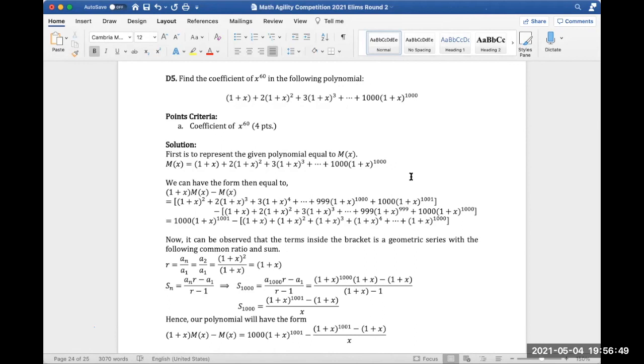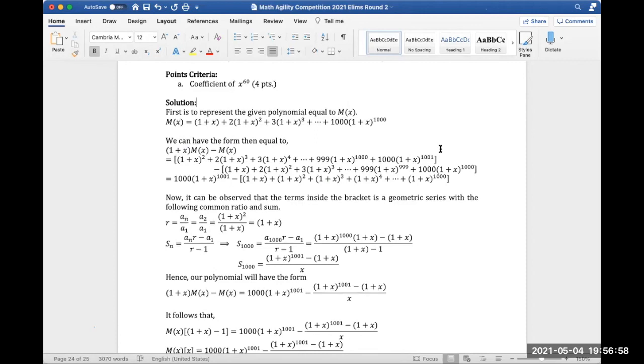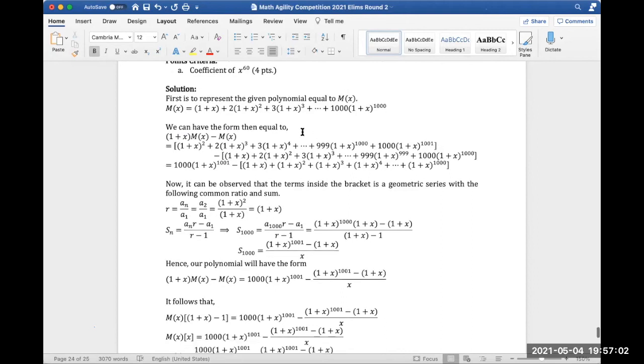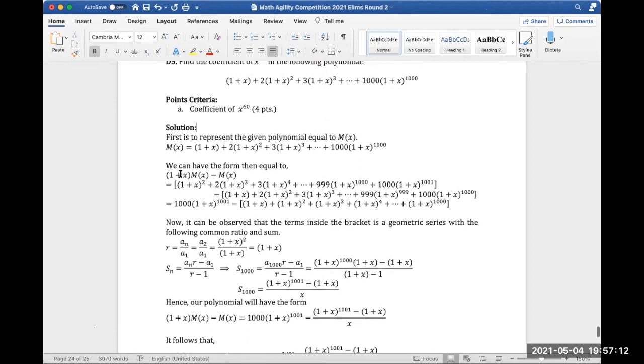So first, let's represent this polynomial by M of x, right? Which is this. And then we can have the form (1 plus x) times M of x minus M of x. Essentially, we're multiplying all of this polynomial by 1 plus x, and then we subtract M of x, which is also this whole polynomial here, this bracket here.